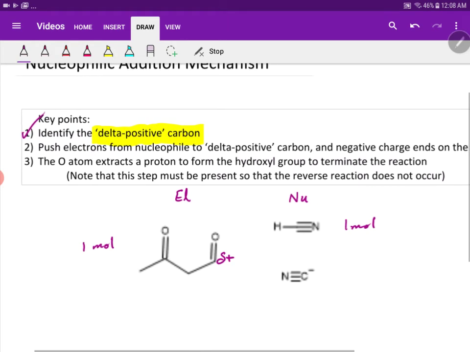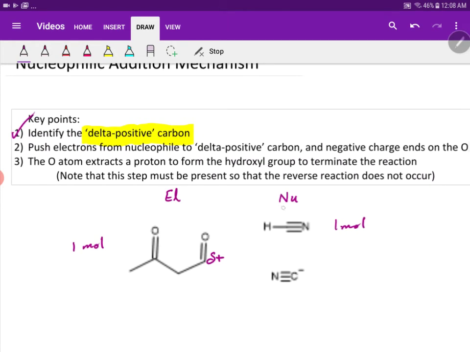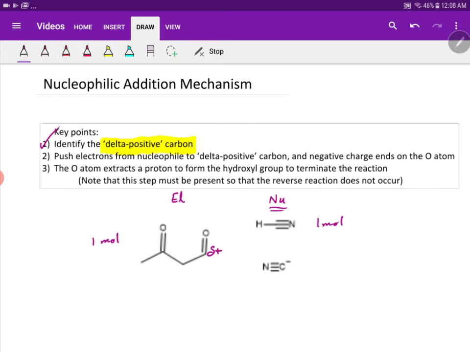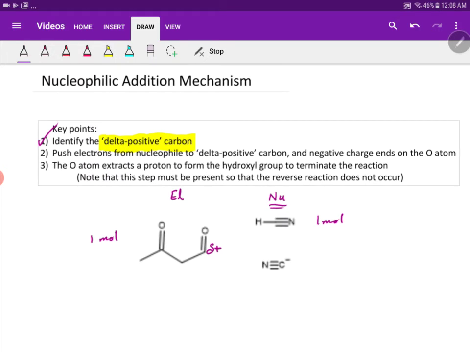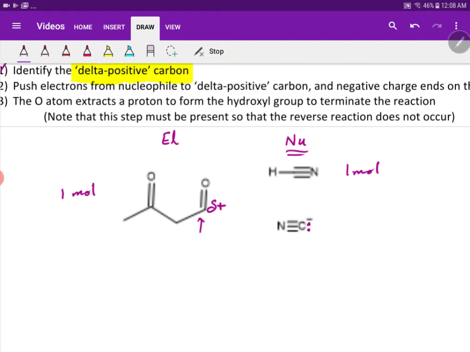In the second step, we have to push the electrons from the nucleophile to the delta positive carbon. In this case, our electrons come from CN minus, and we need a little bit of it to kickstart this reaction. Notice the negative charge is on this carbon atom because the carbon atom is going to be connected to this position here. So how should I draw the arrows? I always start from the electron source to the electron sink.